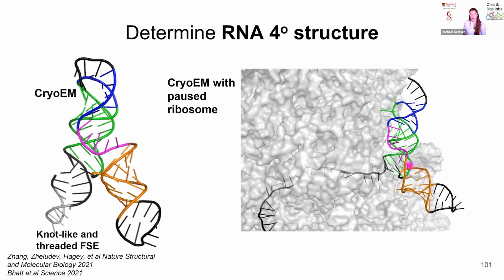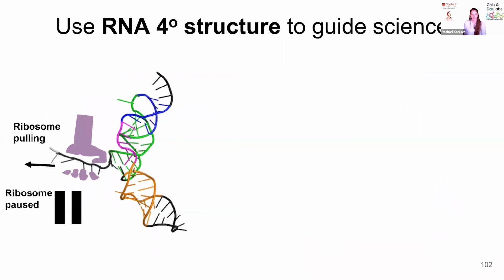And then finally, we have this pink region, which connects the orange and the blue. Okay? So we have very similar structures. In fact, this structure is also not like, and it's also a threaded FSC. And I'm just going to show you that threading.